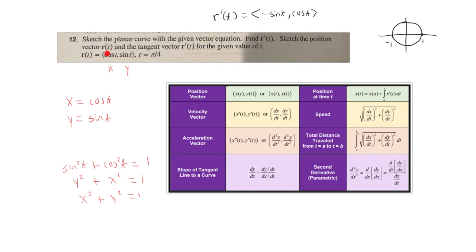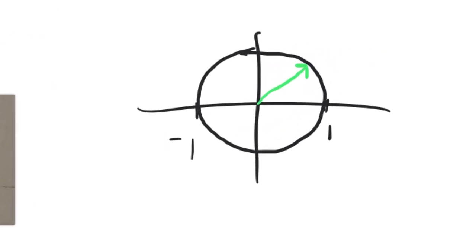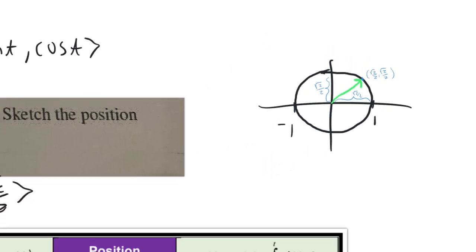Then they say sketch the position vector r of t for the given value of t. So we want to sketch the position vector r of t at pi over 4. Well, the position vector is given by this r of t thing here. So all we would have to do is plug in pi over 4 into that. And I'll just write r of pi over 4 is clearly equal to radical 2 over 2, comma radical 2 over 2. Now, what does that mean? Well, that means that you're dealing with this vector here. And that vector is going radical 2 over 2 over, that's the x component, and it's also going radical 2 over 2 up, so therefore this point you could say is radical 2 over 2, comma radical 2 over 2. All right, so that is the case with that.